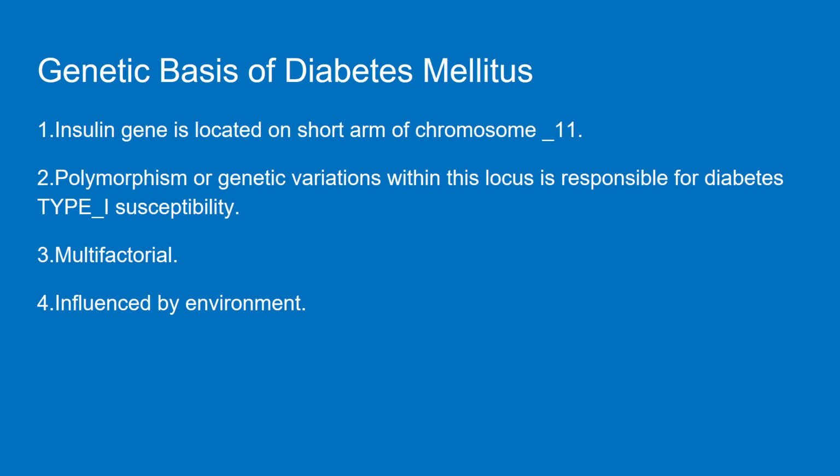Its genes are influenced by the environment. What do you mean by influenced by the environment? That is, if you are undergoing stressful situations in your life, or if you are taking a lot of sugar in your diet, then these genes can become defective and result in diabetes mellitus.